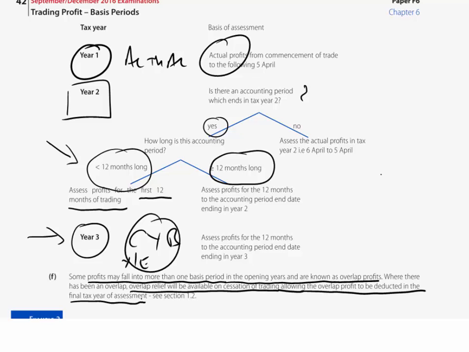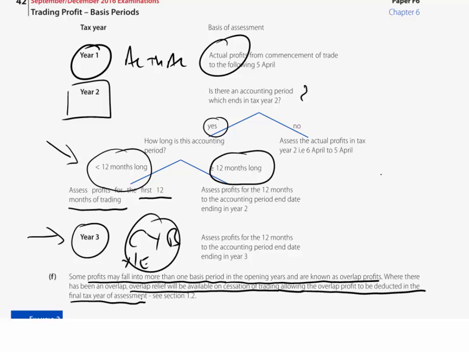So in the opening years, we're going to find that overlap profits will arise if the accounting date is anything other than 31st of March or 5th of April, given that we do monthly apportionments. Other than that, we will have overlap profits, which we may or may not be required to determine.